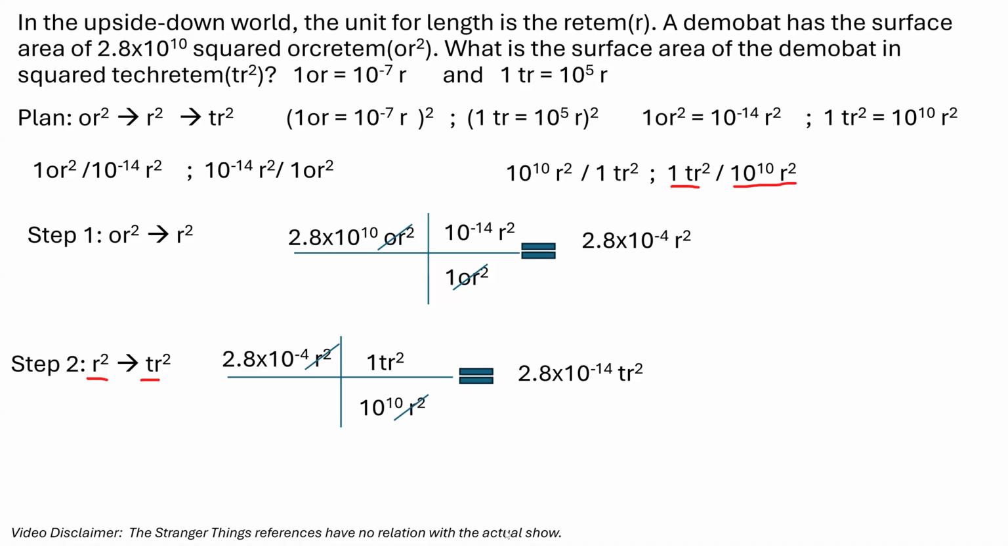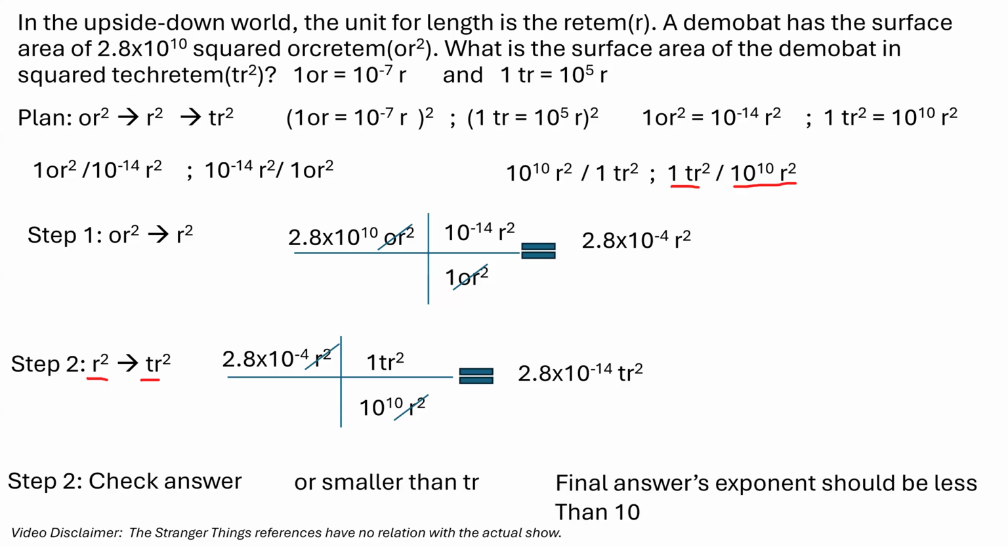Now, step 3 is just an additional step if you want to check your work. So what we have is orc rectum is a smaller prefix than tech rectum. So we're going from a smaller prefix to a larger prefix. Therefore, our exponent's power should be less than what we start with. And since it's squared, it's going to be a lot less. And so 2.8 times 10 to the negative 14, negative 14 is a lot less than 10.